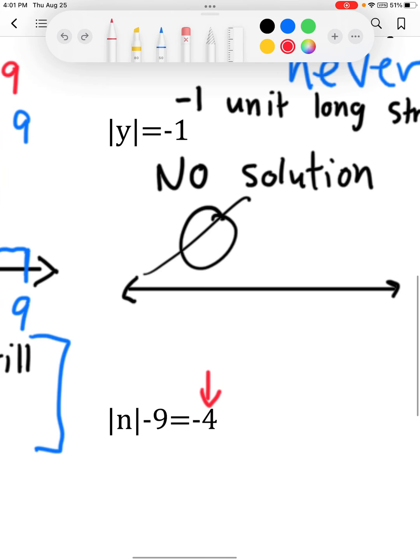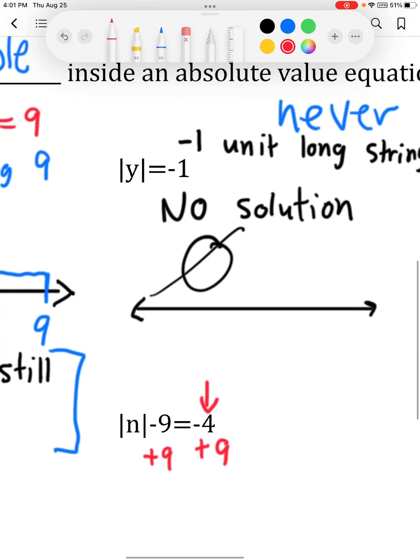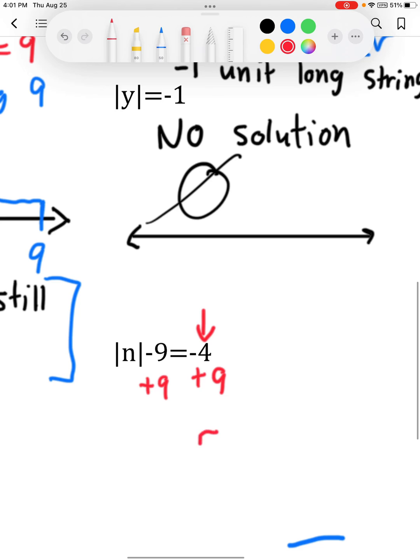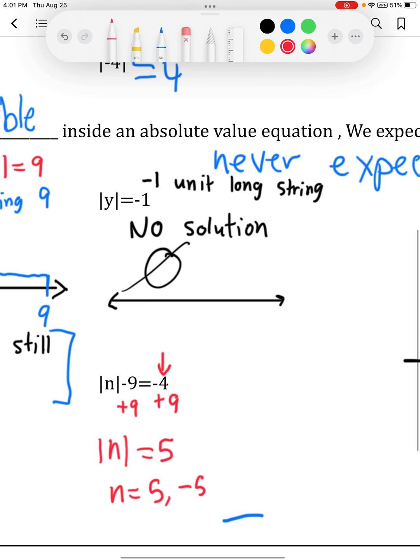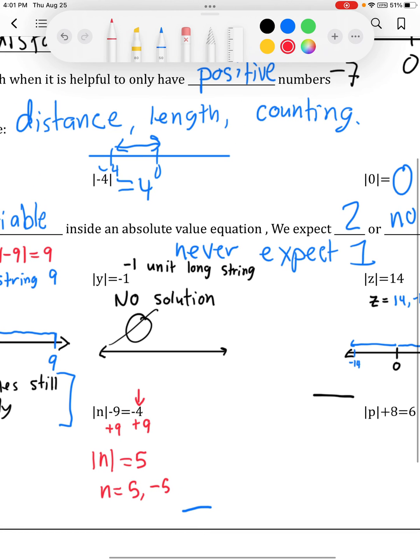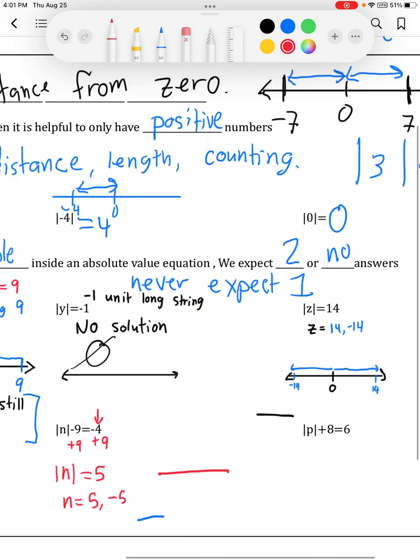But I think since we have this minus 9 here, before we can make that final judgment call, let's see what happens if we go plus 9 plus 9. Negative 4 plus 9 becomes 5. So then we have the absolute value of n is equal to 5. So then our two numbers are going to be n is equal to 5, but it's also going to equal negative 5. The absolute value of negative 5, positive.